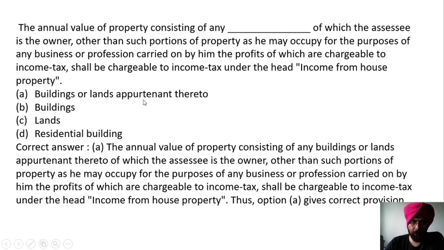Apart from the building there may be land which is attached to that building, so the entire amount received will be taxable under the head income from house property. But if there is no building, then it cannot be said that the income will be charged to tax under the head income from house property. But if the person uses this building for his own business or profession, then it is not chargeable to tax under the head income from house property.